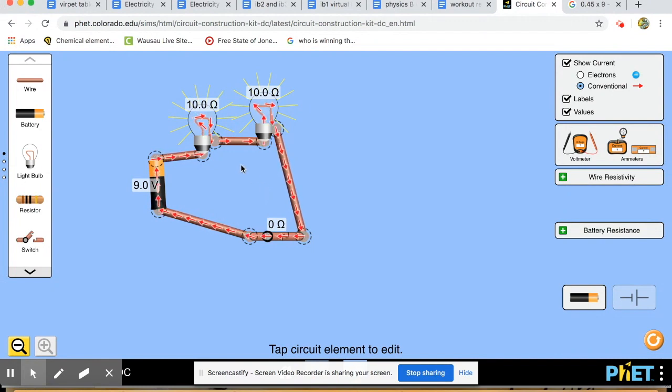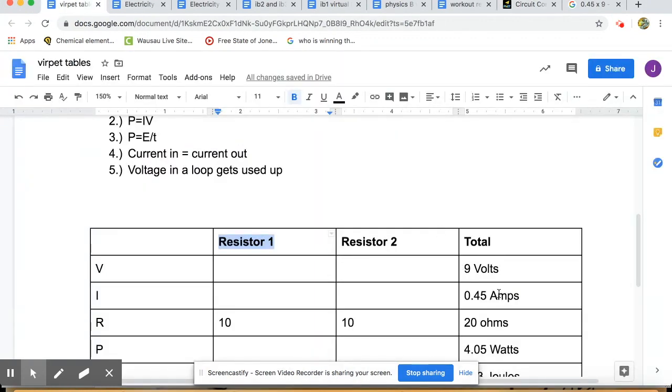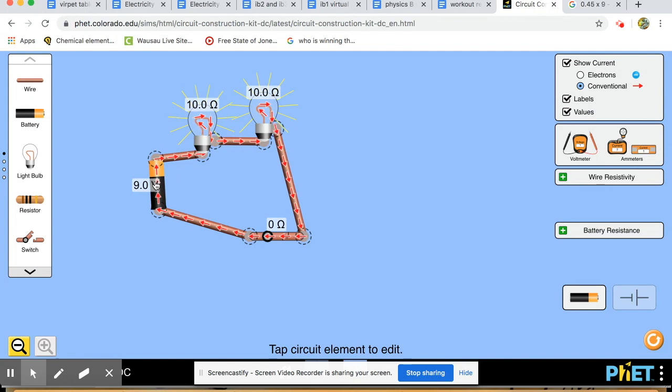So what we can do is use this idea and figure out, well, going back to our table, we know that the current leaving the battery is 0.45 amps. So we can go back to our circuit and say, okay, 0.45 amps is leaving the battery. That means that this has to be 0.45 amps because there's no other path that the electricity can take.